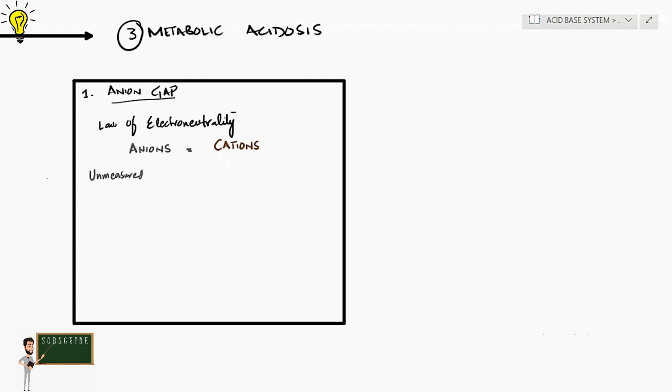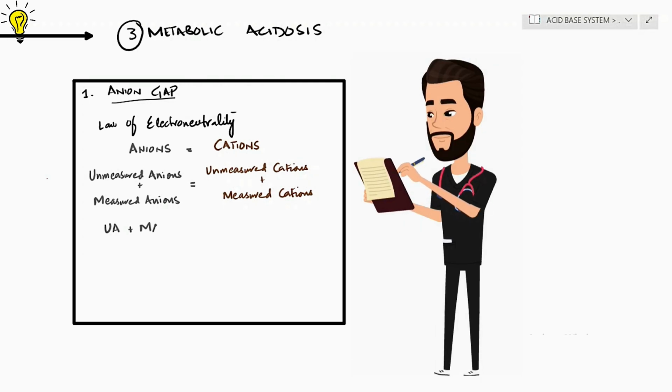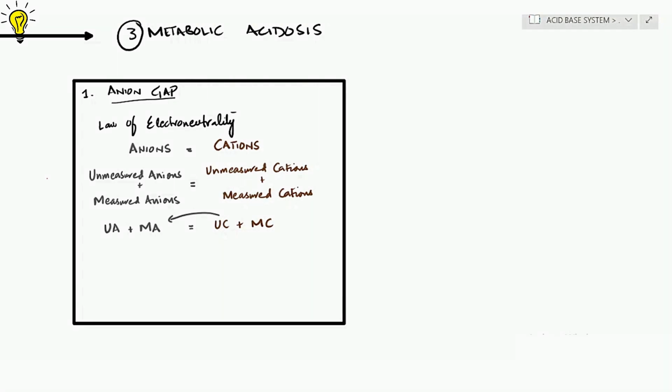the amount of cations. In other words, the sum of unmeasured anions and the measurable anions in extracellular space should be equal to the sum of unmeasured cations and measured cations. Using abbreviations for them, measured and unmeasured anions and cations, if we now switch the unmeasured cations, that is UC, to the other side of the equation, and we switch the measured anions MA to the right side, then the new equation is unmeasured anions minus unmeasured cations is equal to measured cations minus measured anions, right? Now this difference between unmeasured anions and unmeasured cations is actually called the anion gap.